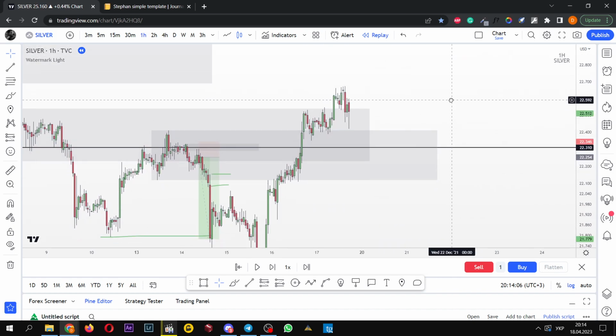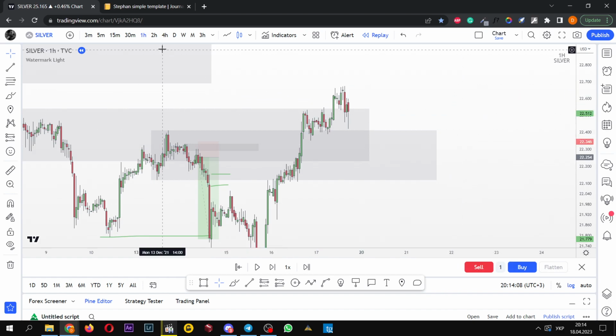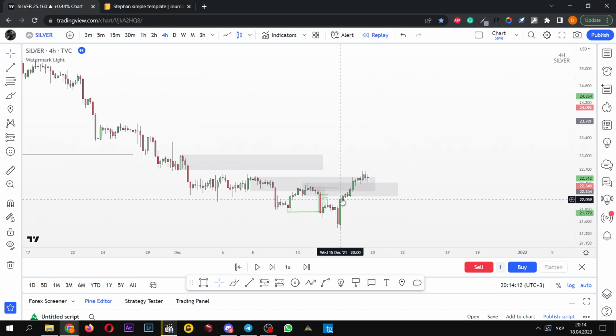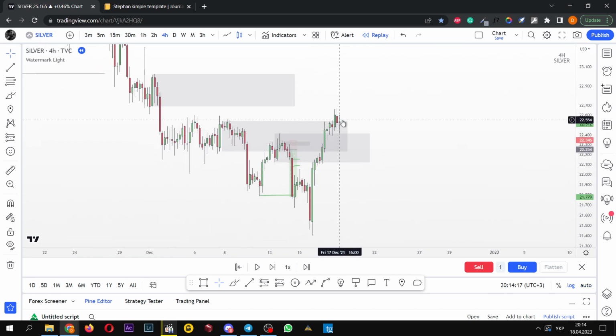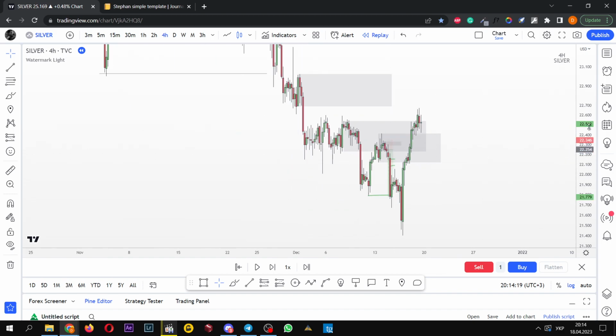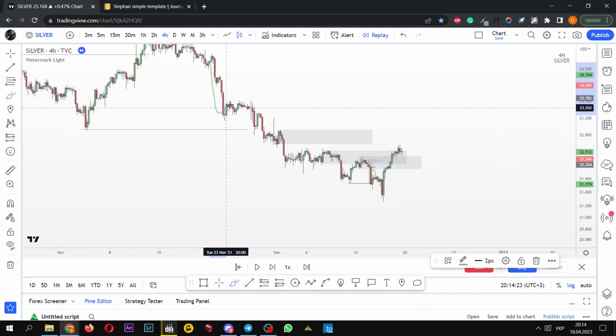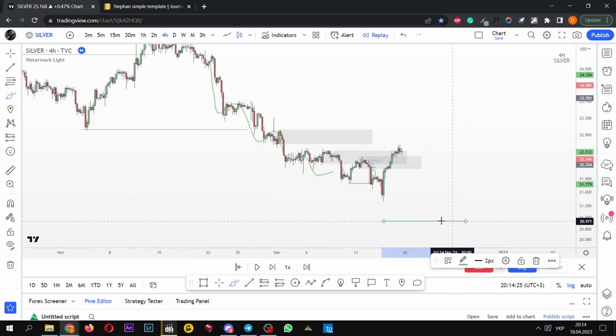So let me check what we have on 4 hours. On 4 hours we started this move up, which is pretty clear, not perfect but pretty clear what it can be. So first of all, it can be a redistribution that we expected from this down leg to move even lower to those much higher time frame targets. So this could be a case.